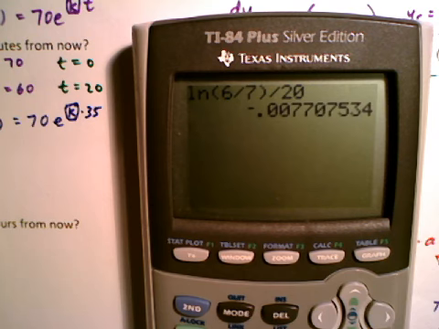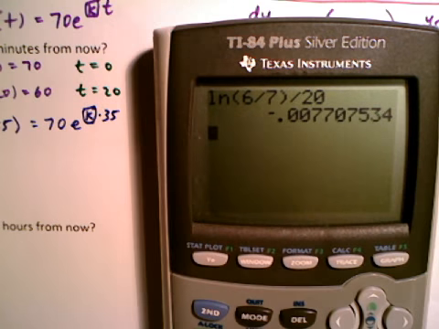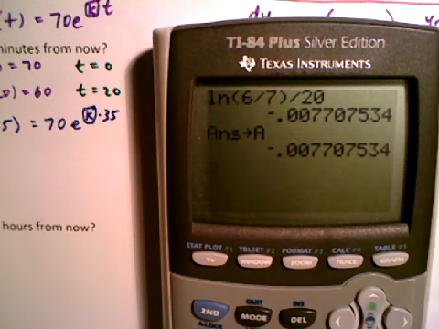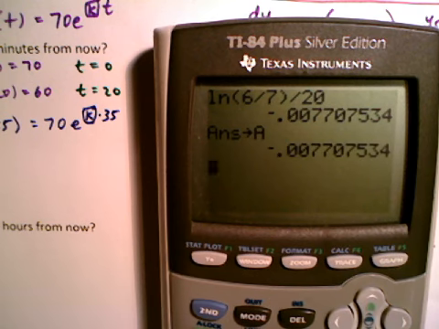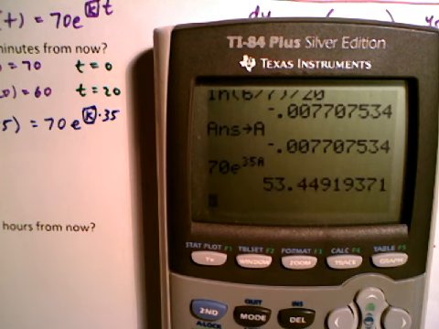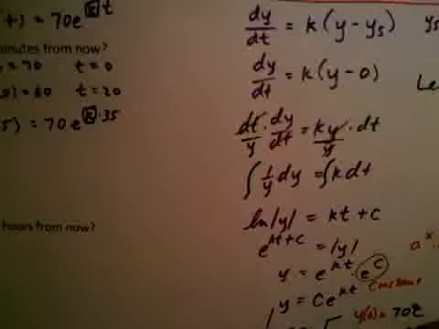All right, there we go. So there's our k. And again, storing that in alpha A, enter. So I can just use my alpha A when I want that k. So I have 70. Can you see that? All right. 70 times e to the 35A, which is our k. Stored it there. And we get 53.449.